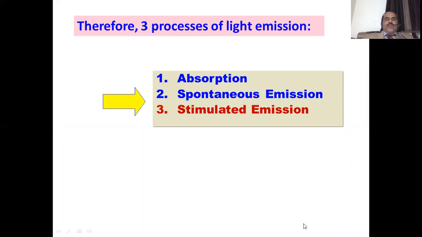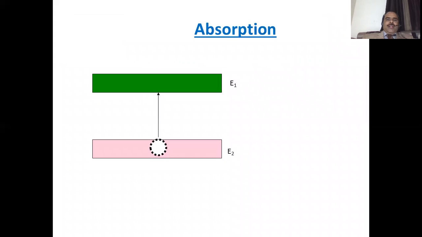These three processes can also be explained using a different diagram: absorption, spontaneous emission, and stimulated emission. So your atom is in the ground state. In this case, we have shown the ground state as E2 and the excited state as E1. This just changes the notation. Now, if we supply a photon of energy equal to the energy difference between these two levels, E1 minus E2, then the atom in the ground state will go to the excited state, and this is known as absorption or stimulated absorption.